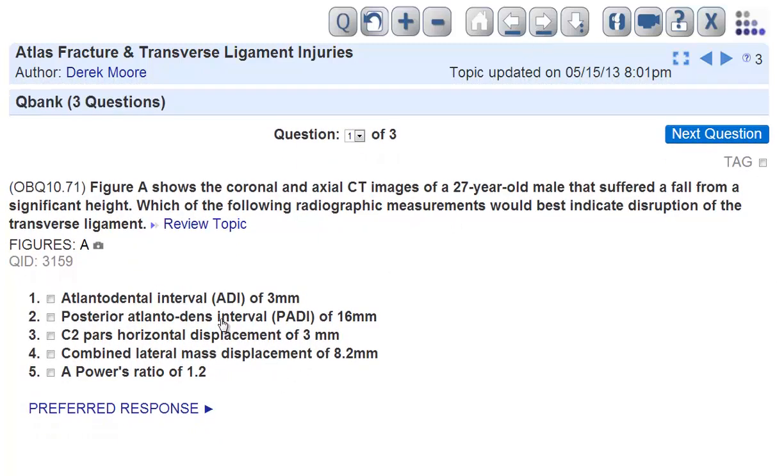So just going through some questions quickly. Figure A shows the coronal and axial CT images of a 27-year-old that suffered a fall from a significant height. Which of the following radiograph measurements would best indicate disruption of the transverse ligament?